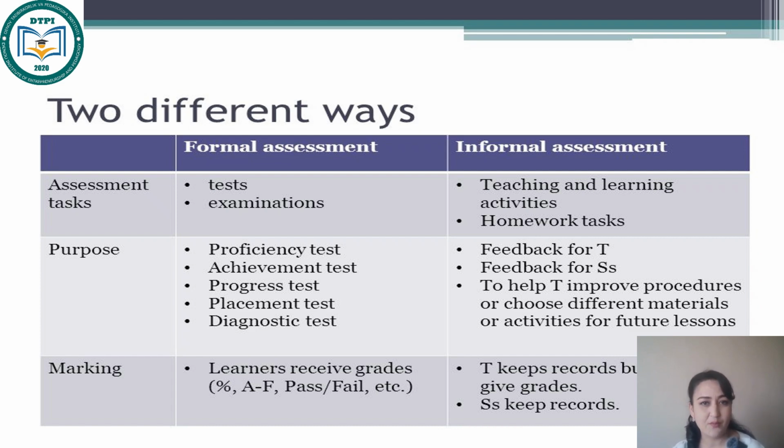And marking system also is different for both types of assessment, for formal and informal assessment. Learners receive grades for formal assessment like percentage, grading system from A to F or A to C, or just we can put pass or fail. For informal assessment, teacher keeps records and gives grades for the learners, or maybe students keep records for themselves.